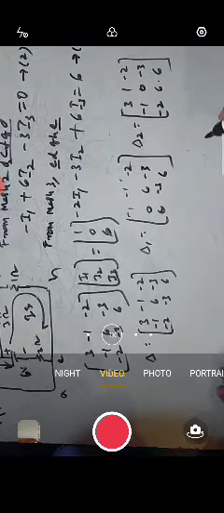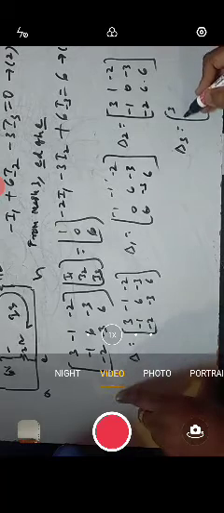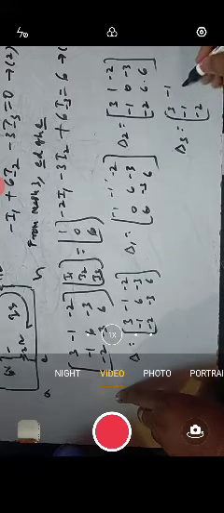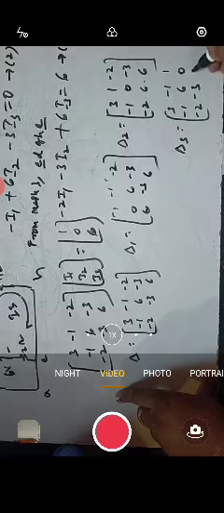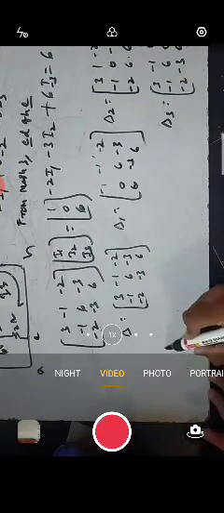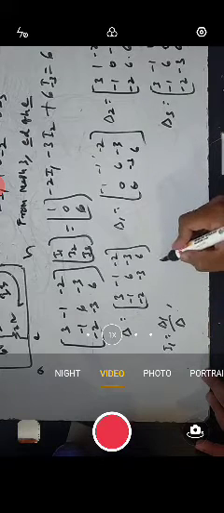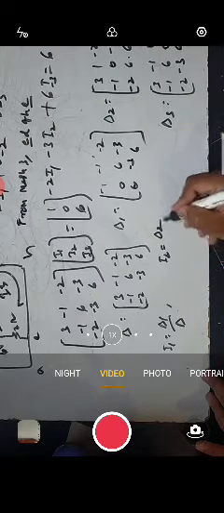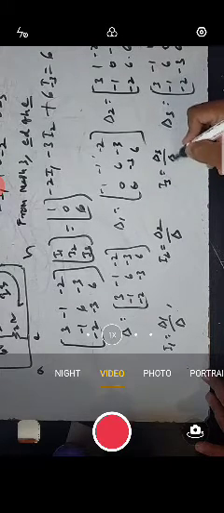Similarly, delta 3 is equal to 3, minus 1, minus 2; minus 1, 6, minus 3; 1, 0, 6. This is delta 3. Okay, and I1 is obtained by delta 1 divided by delta, I2 is equal to delta 2 divided by delta, and I3 is equal to delta 3 divided by delta. Okay, we'll use the calculator to solve.